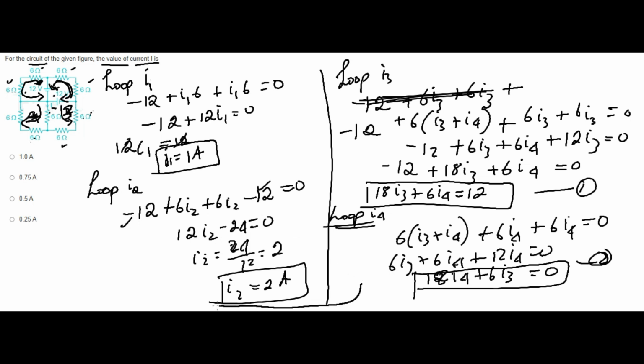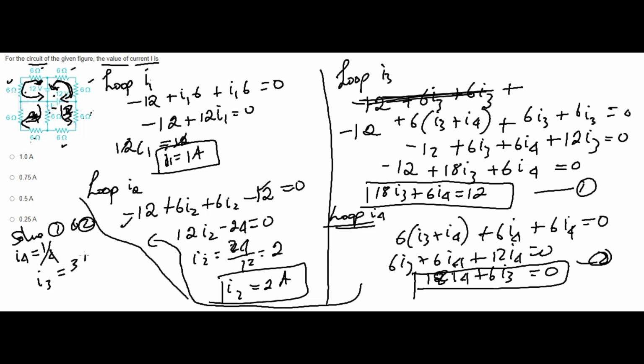Let me just go here once again. Afterwards solve 1 and 2. You will be getting the answer, I'm just writing it shortly. I4 value as 1 by 4, and I3 value as 3 by 4.